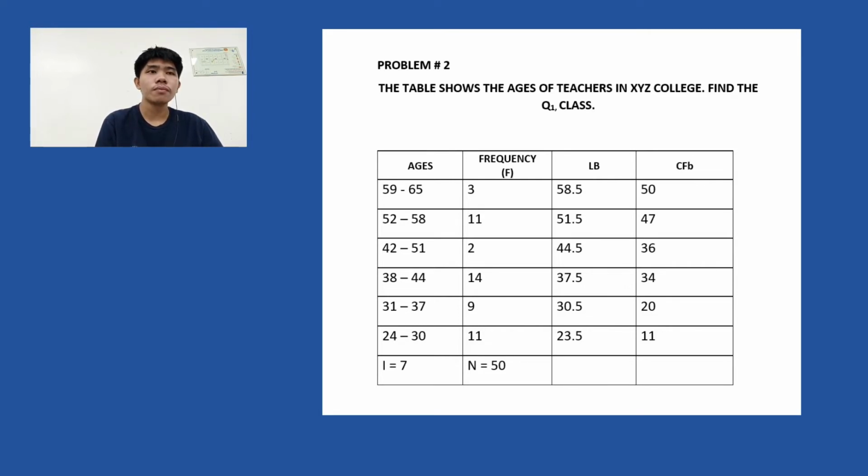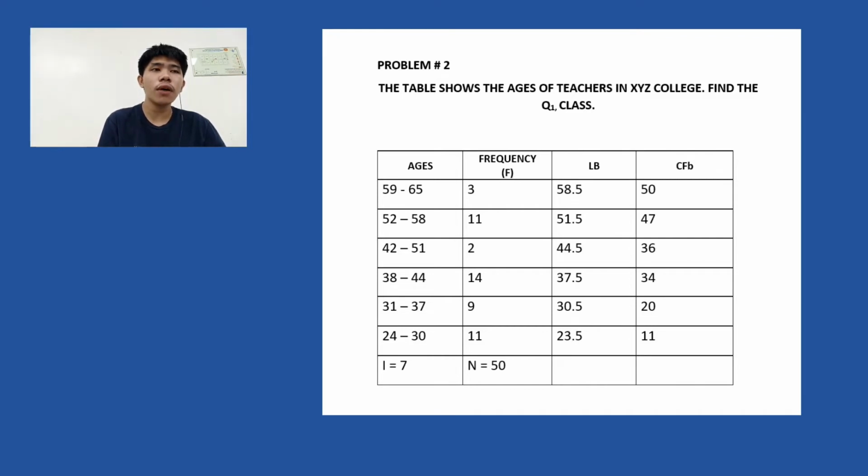Next column is the CFB, which is called the cumulative frequency below. To get the first value of our CFB, we would simply copy the first or the lowest frequency. On our frequency, the frequency of the lowest age is 11. Now, we would just simply copy 11 as our first value of our CFB.